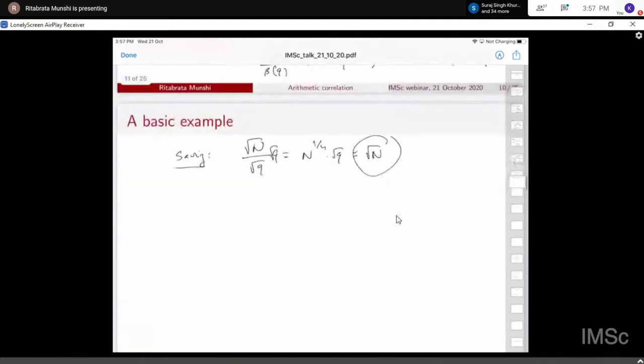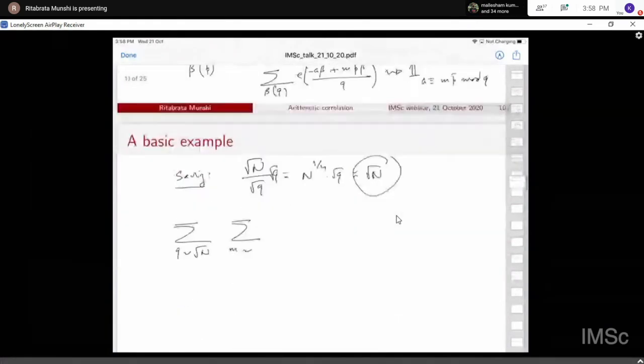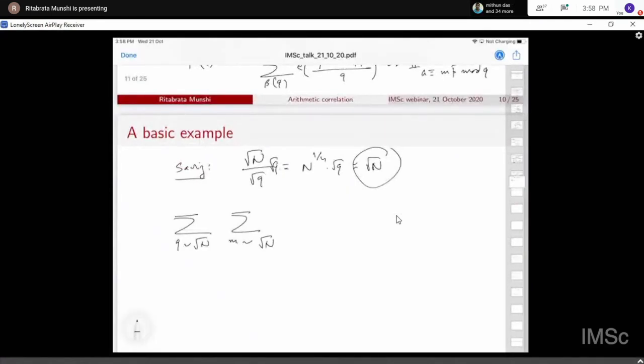Okay, and now we have this sum. Now we have a sum over q of size root n. A got evaluated. You can ignore n; n is of length 1. And then we have a sum over m, where m is of size q, which is also root n.